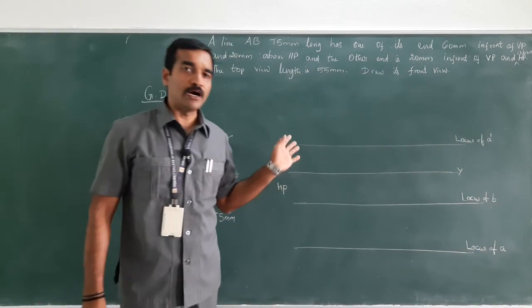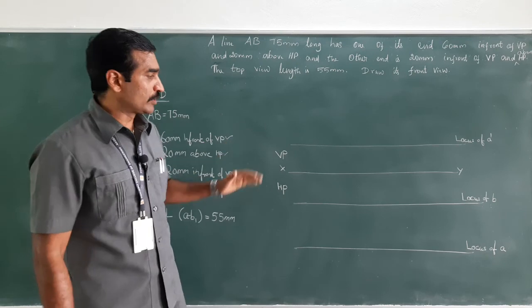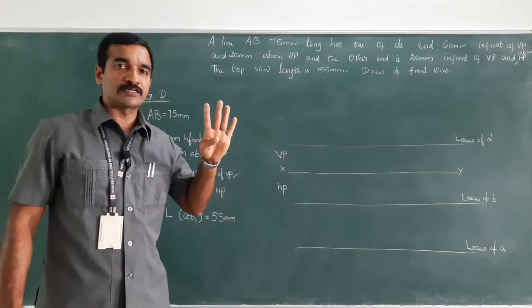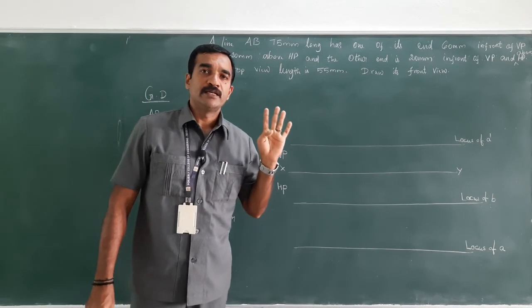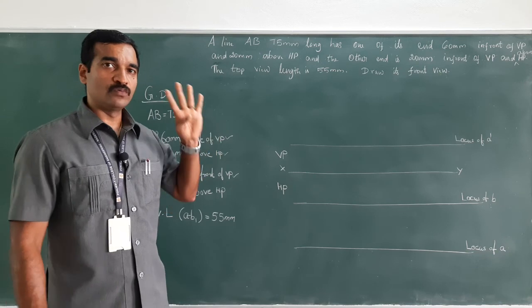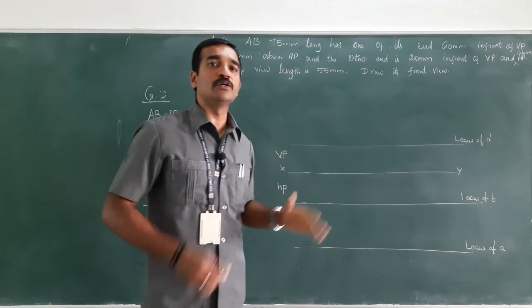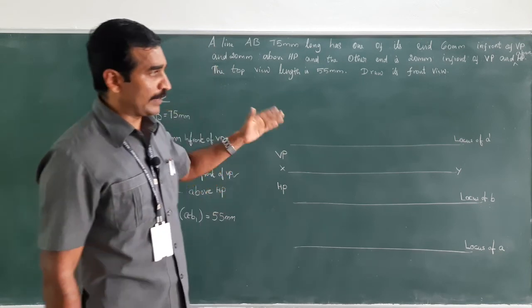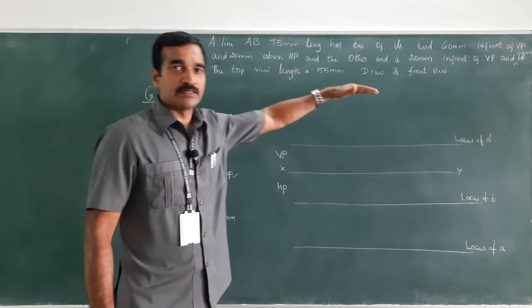To get the projection of straight lines, we need to have the locus of B dash too. So four loci, that is locus of A, locus of A dash, locus of B, locus of B dash. If you know all four loci, then only you get the final top view and the final front view. So I need to find the locus of B dash, isn't it?